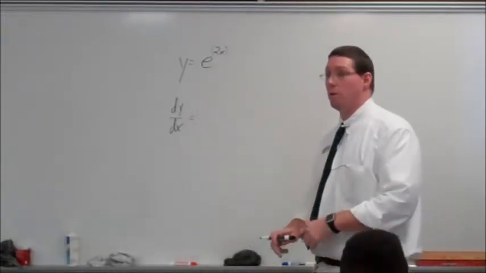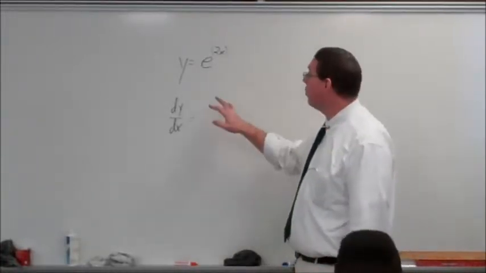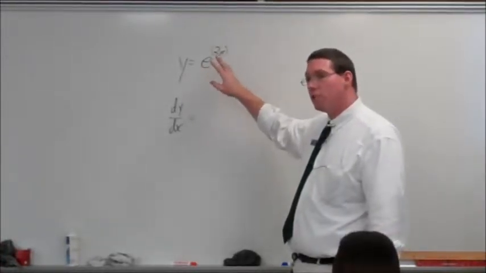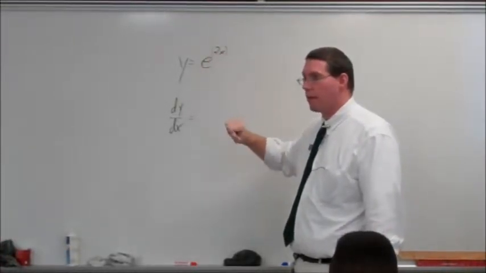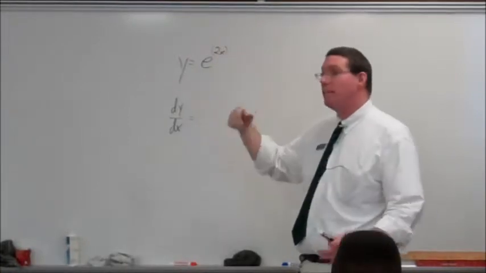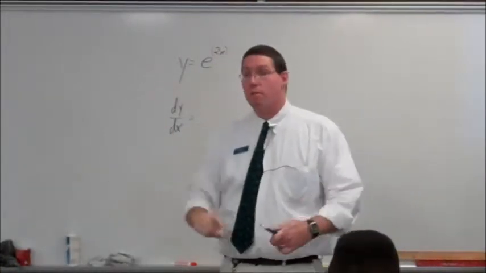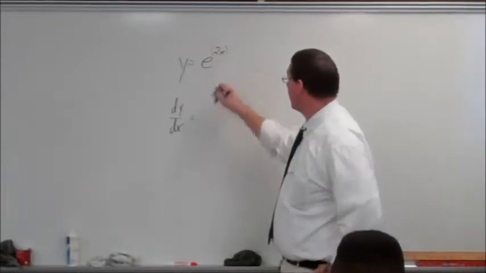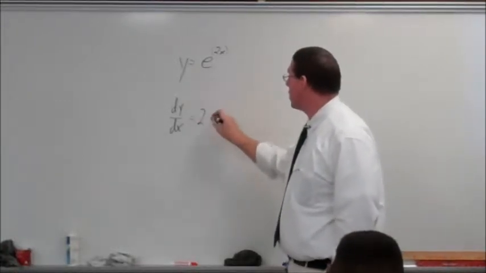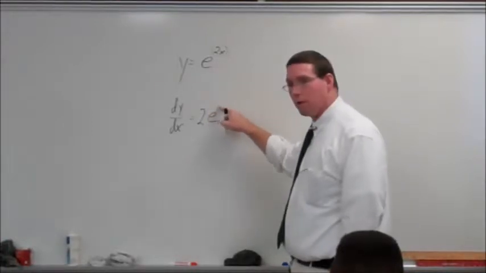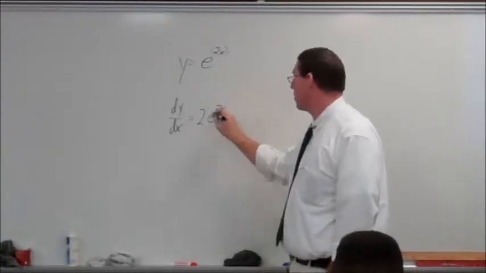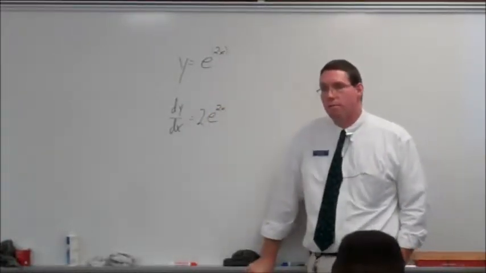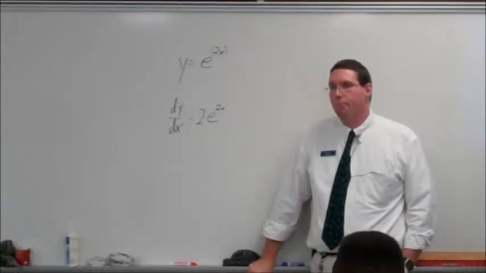The chain rule. The chain rule is anytime you have a function and where you would normally just have an x, you have something other than just x. So instead of e to the x, we have e to the 2x. This is a chain rule problem. 2 is the derivative of the inside, and then e is the derivative of the outside to the power of 2x, because the inside has to remain unchanged. So it's 2e to the 2x.